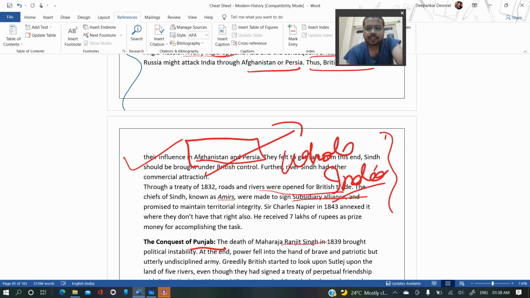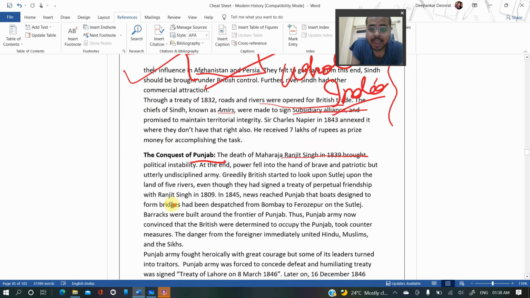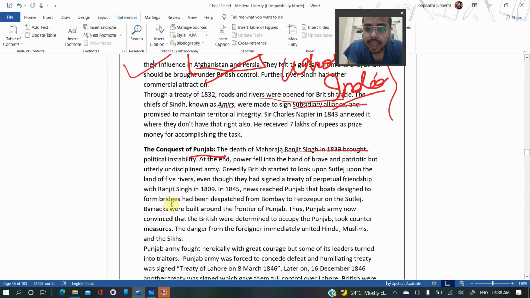The death of Maharaja Ranjit Singh in 1839 brought political instability, and in the end, power fell into the hands of a brave and patriotic but utterly undisciplined army. The undisciplined army was such that they quarreled among themselves while taking any decisions. In an army, there should be one commander, that commander will command, and the army has to follow it.